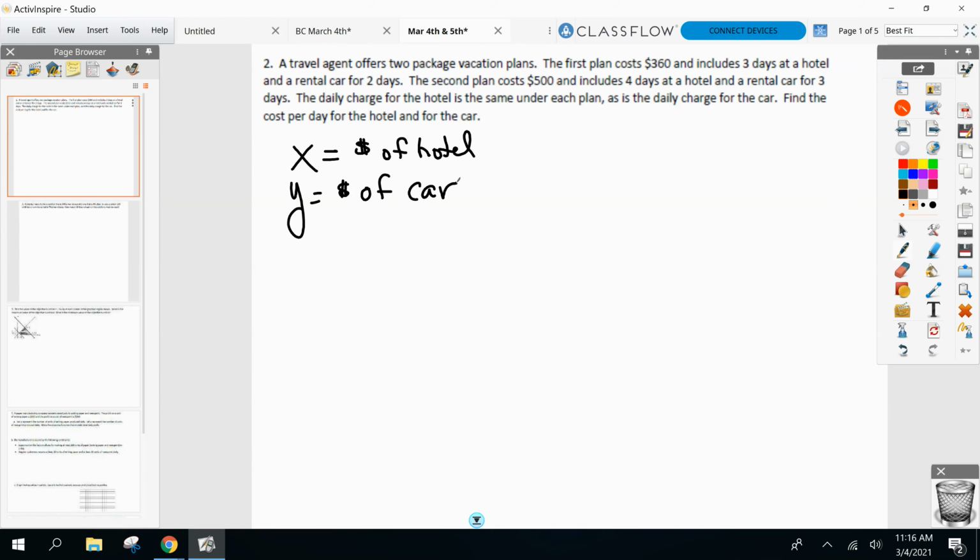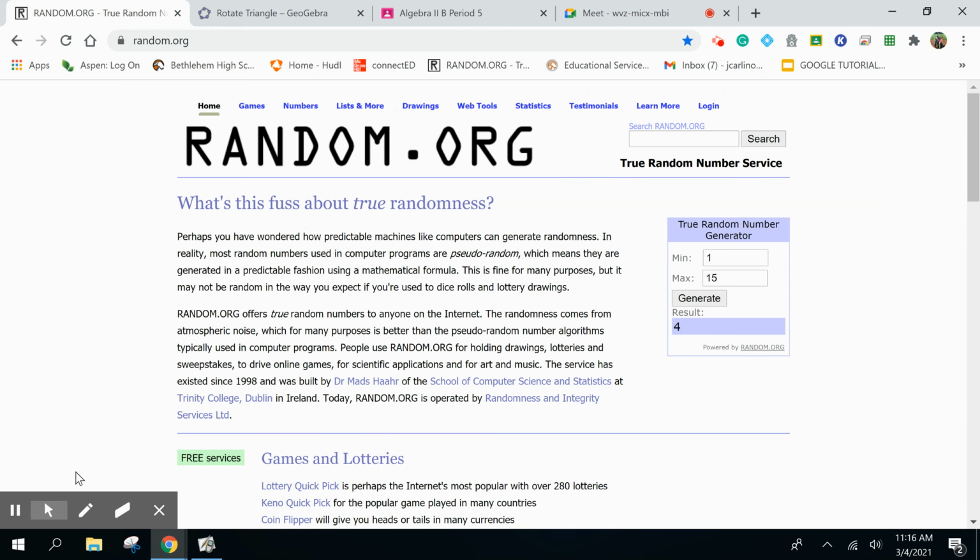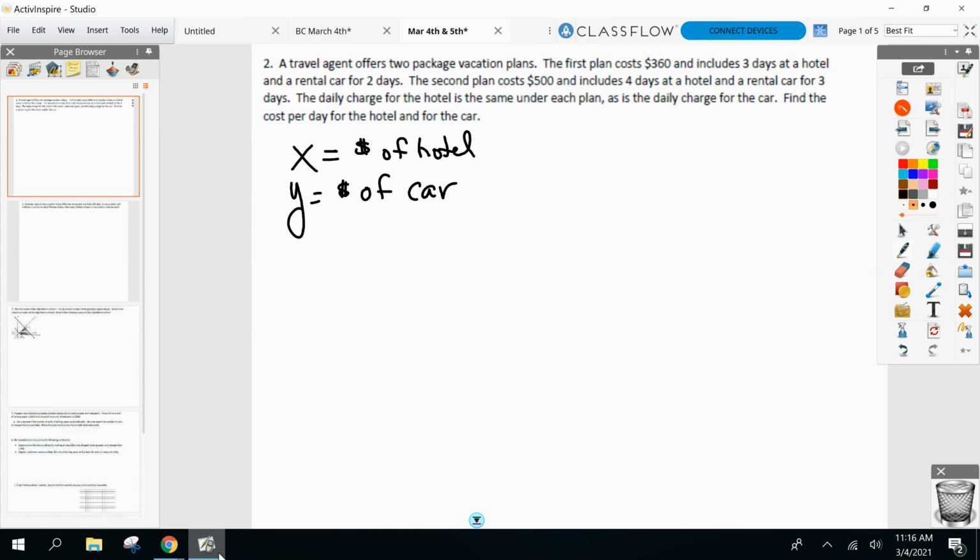All right, I need an equation now. The first plan, $360, 3 days at the hotel, 2 days in the rental car. Guys, you don't see a graph here. Please don't give me inequalities. All right, there's none of that here. It's just plain old equals here. All right, what do you got for that first one here? Isaiah, hello.